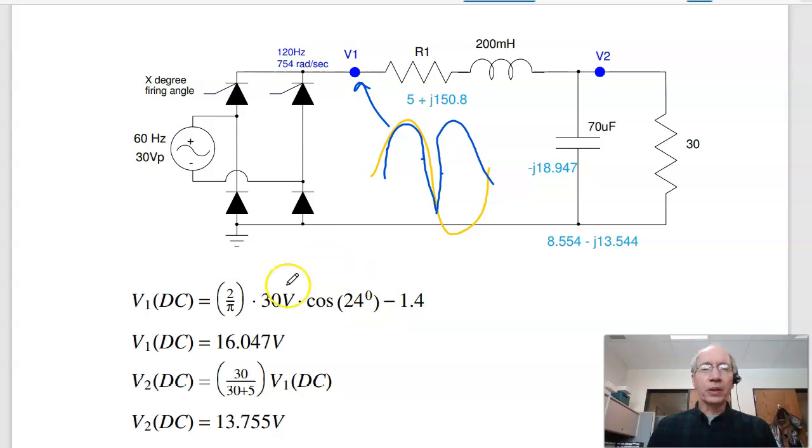The DC value comes from this formula. Firing angle is 24 degrees, saying that the average is 16 volts. By voltage division, the DC voltage at V2 is 30 over 30 plus R1 times V1, and for my circuit it was 13.7 volts. So there's the DC voltage.